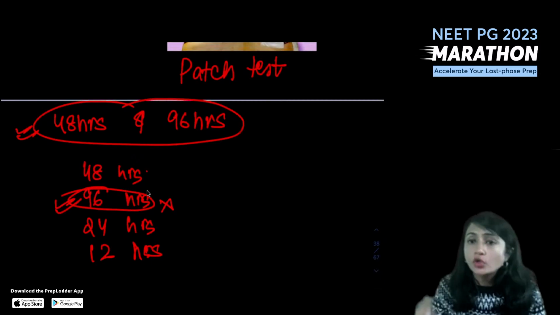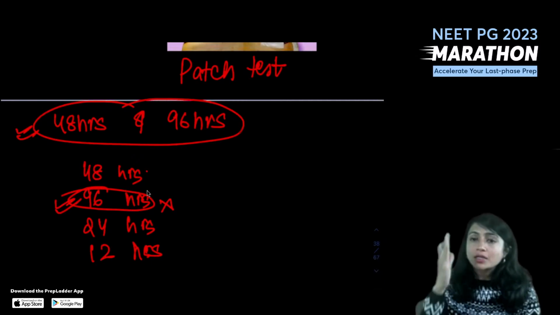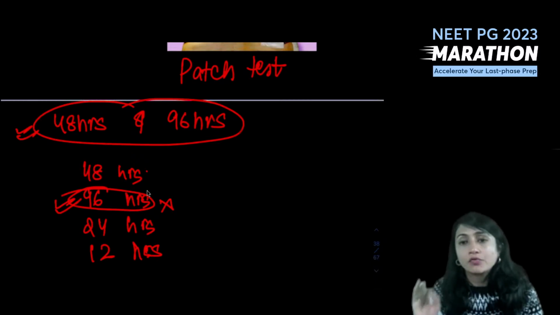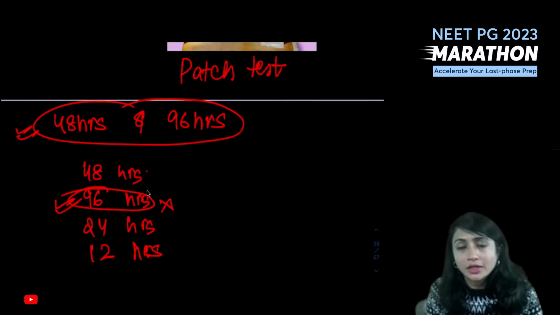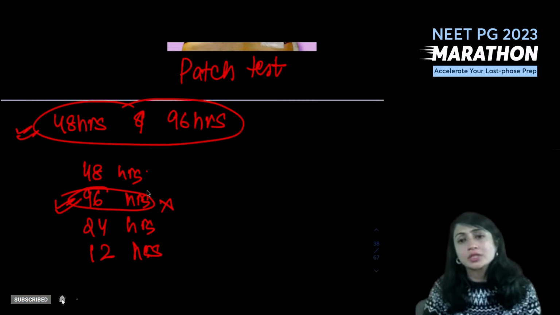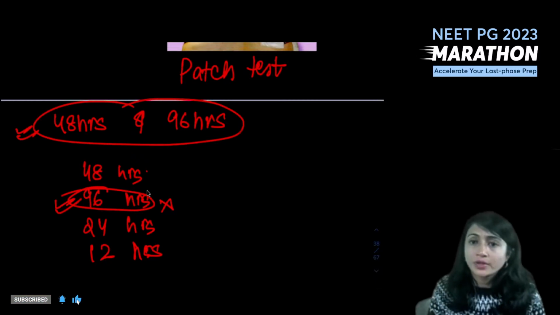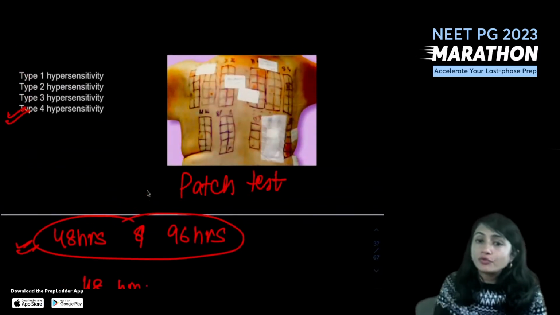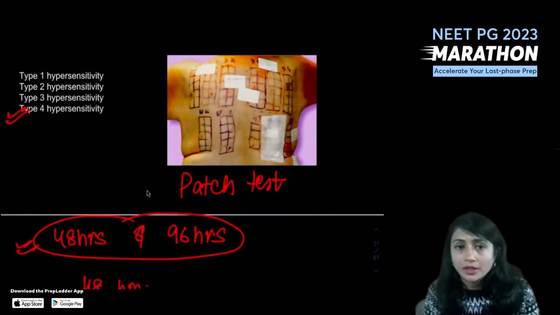Sometimes they ask you, what is photo patch test? In photo patch test, you put these patch tests in duplicate, and then at 48 hours, you irradiate with UVA light, and then you examine and see which side shows allergies. So photo patch test, both are important. They are type 4 hypersensitivity reactions.